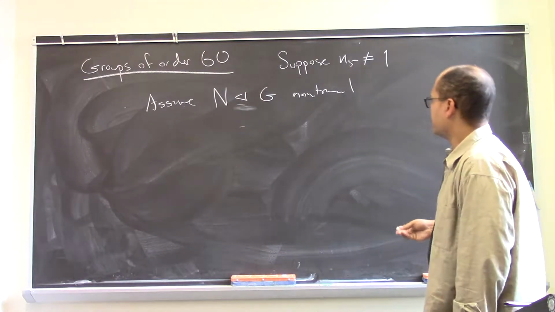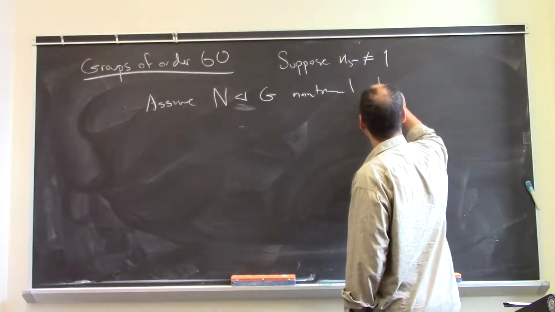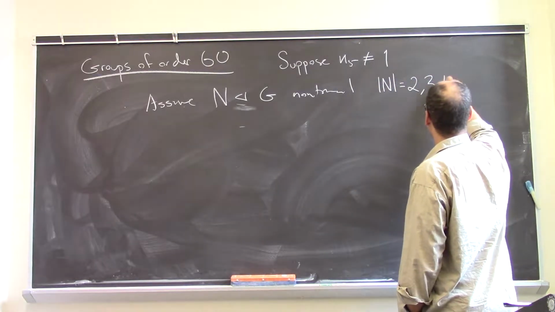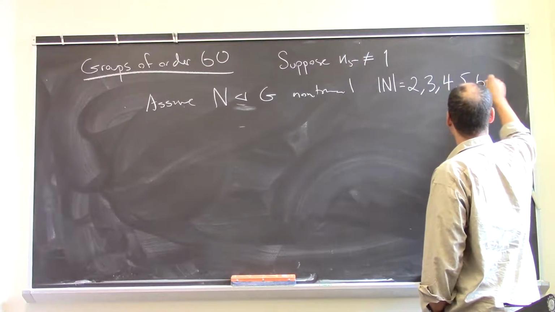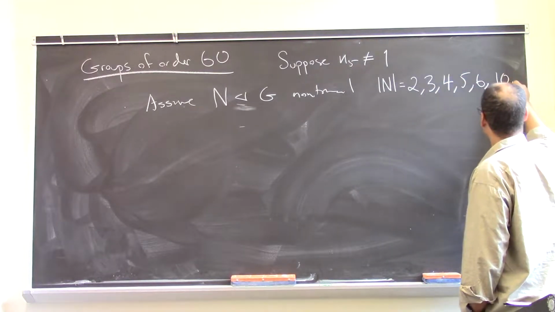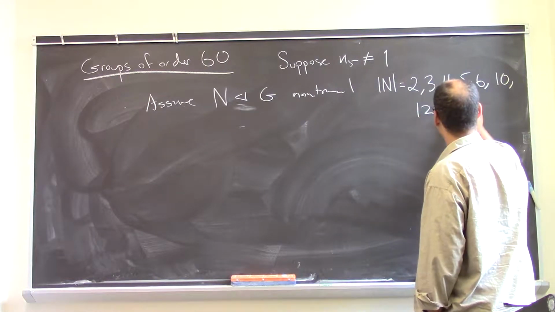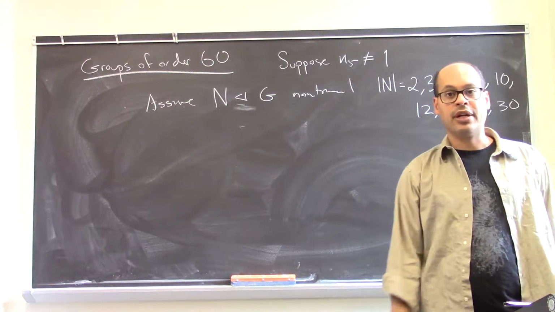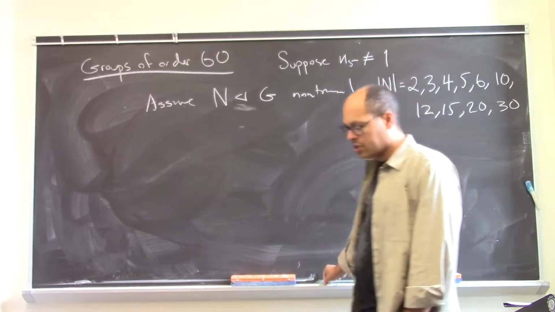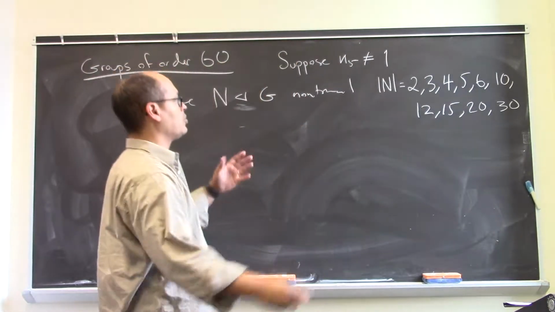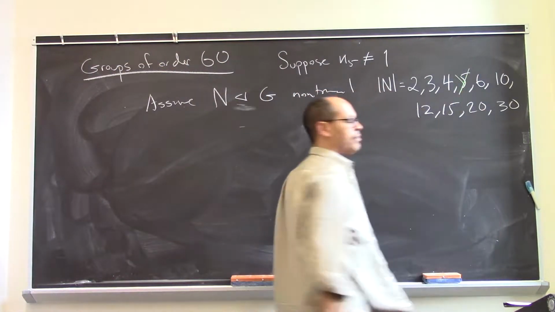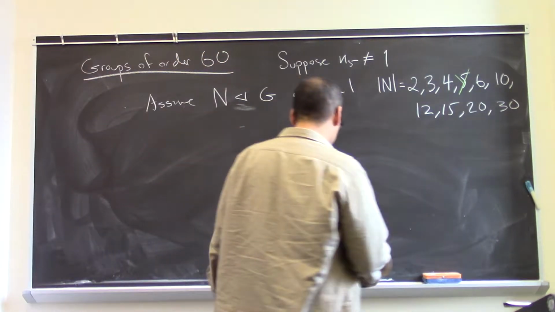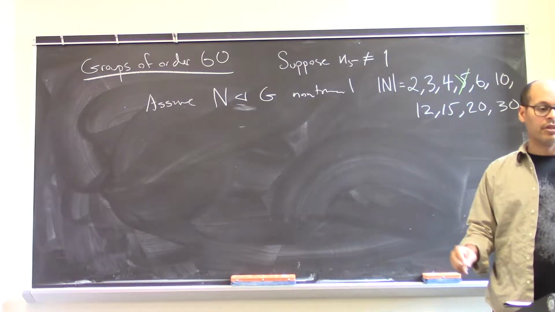Lagrange says that the order divides the order of the group, and so the order of N can be something on the following list: 2, 3, 4, 5, 6, 10, 12, 15, 20, and 30. Those are the possible non-trivial divisors of 60, and we would like to eliminate these one by one. Of course, I can eliminate 5 because the hypothesis is that the Sylow 5 subgroup isn't normal. Now we are going to go through the list and eliminate all the other possibilities.